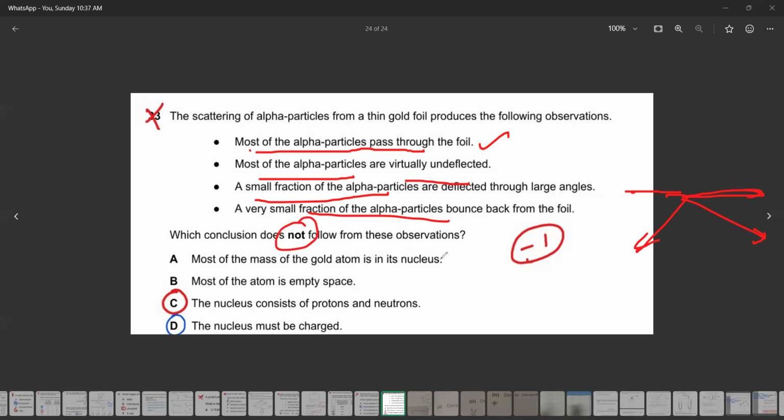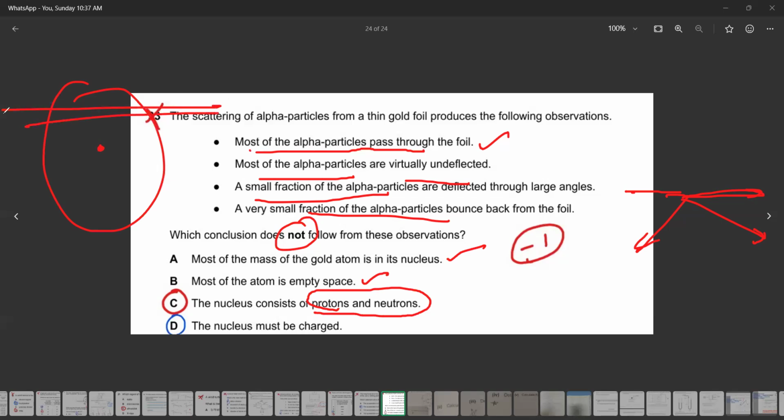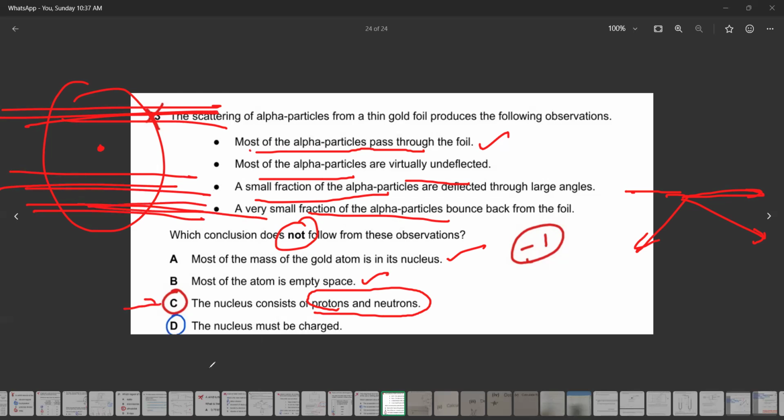Most of the mass of a gold atom is in the nucleus. That's right. Most of the atom is empty space. That's also right. The nucleus contains protons and neutrons. That is not a conclusion. What were the conclusions? That the nucleus contains mass, the nucleus contains charge, and the size of the nucleus is very small compared to the atom. So these are the conclusions from the observations.